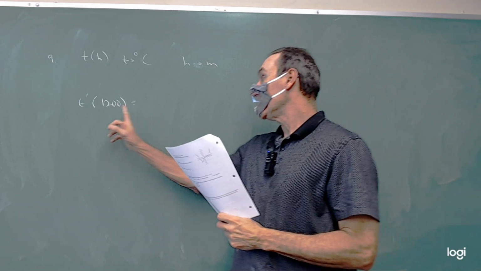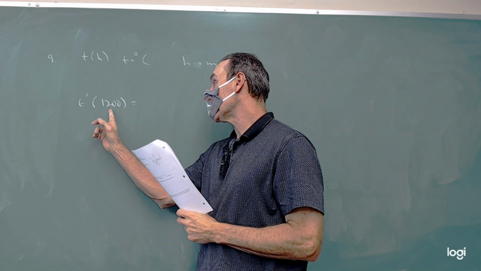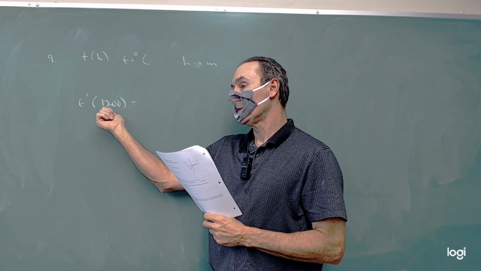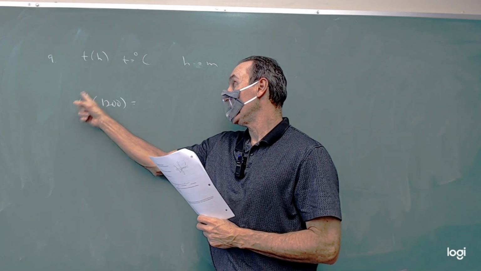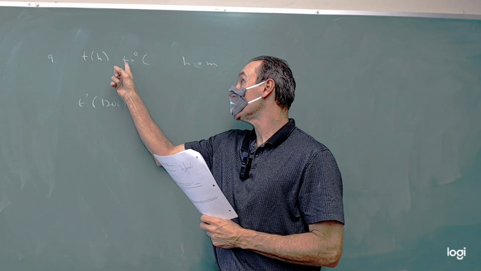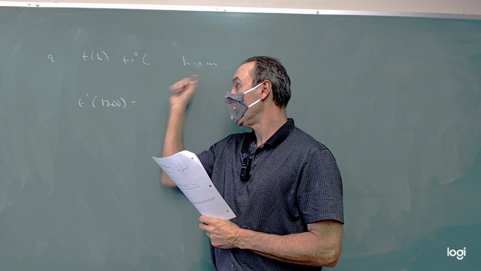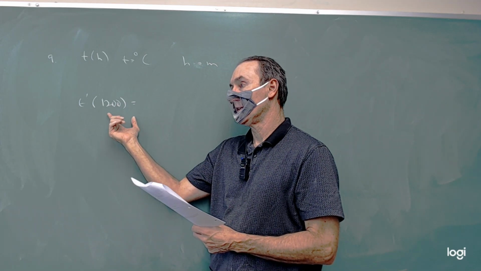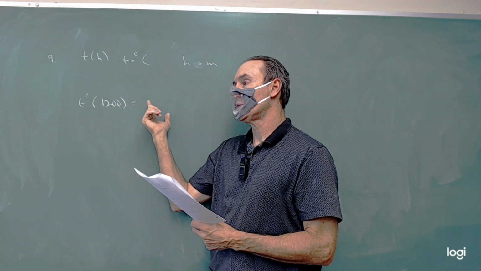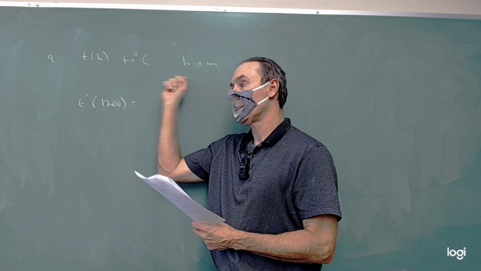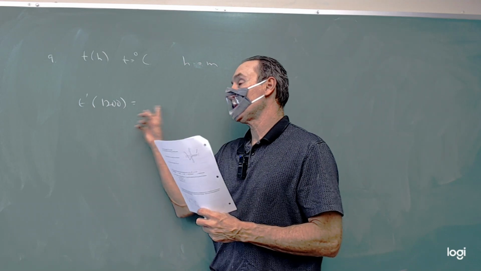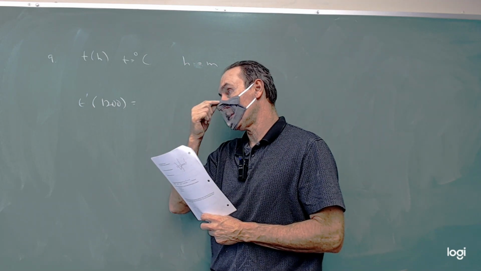So remember our units, the input is going to be height. So at 1200 meters, the rate of change of temperature per meter, that's what this is going to represent. So it's the rate at which the temperature is changing in degrees per meter when you're 1200 meters up. So we'd expect this to be a positive or negative number.